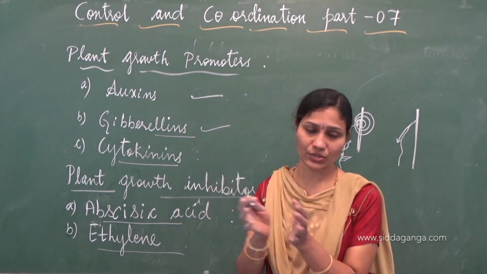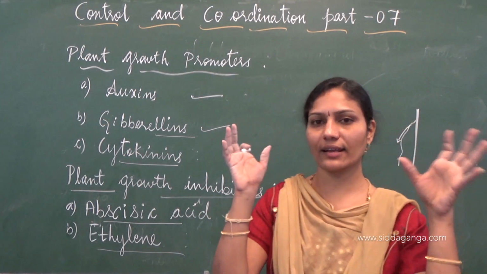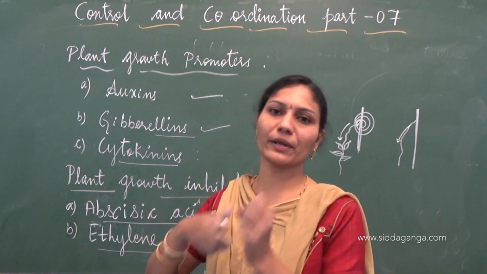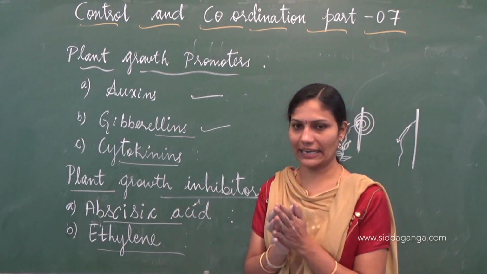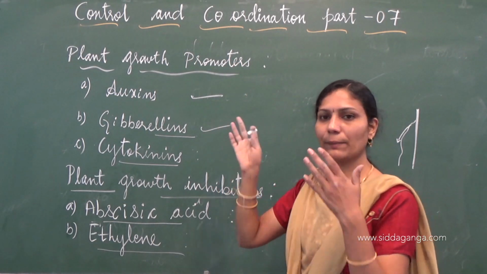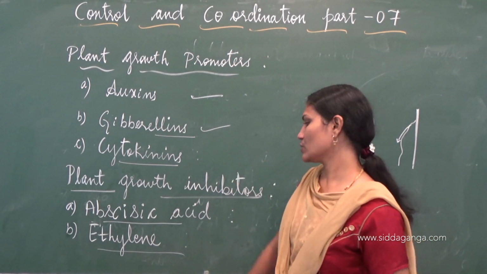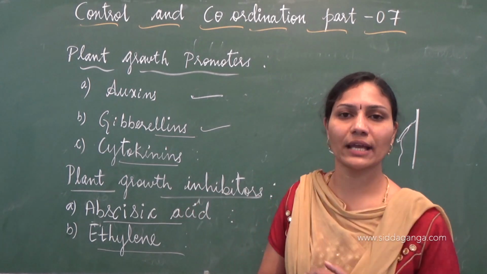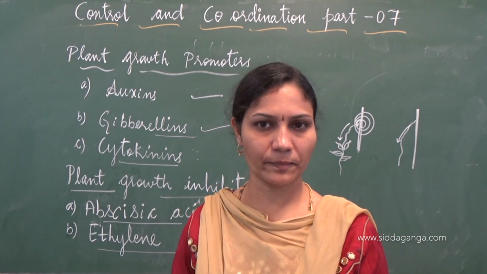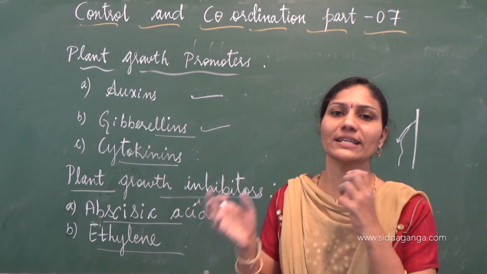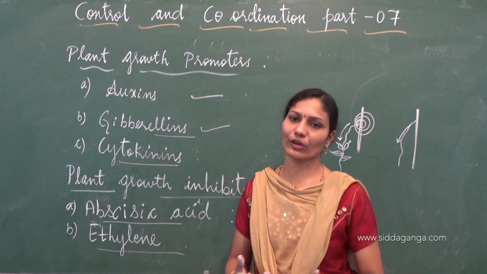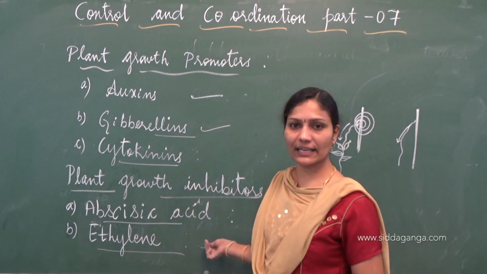I told you plant growth inhibitors are also very much important. All these processes are very important, and that is why plant growth promoters are important, and equally plant growth inhibitors are also important. Ethylene is the one that causes ripening of fruits, and it also causes senescence. Senescence is deterioration, cells losing their capacity of multiplication, cells becoming weakened or deteriorated. So that is the role of ethylene.